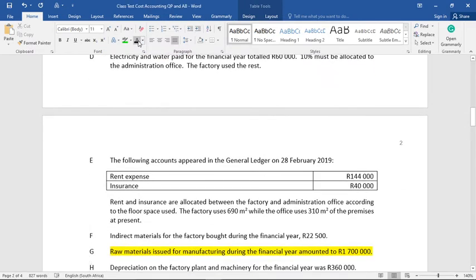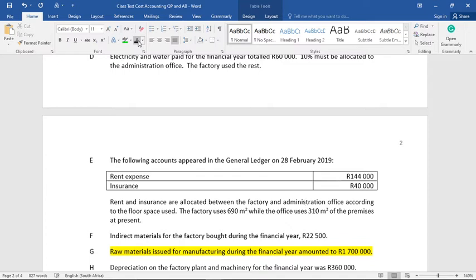The following accounts appeared in the general ledger at the end of February. Rent expense 144,000, insurance 40,000, and then it tells you rent and insurance are allocated between factory and admin according to the floor space used. The factory uses 690 square meters while the office uses 310 square meters of the premises.